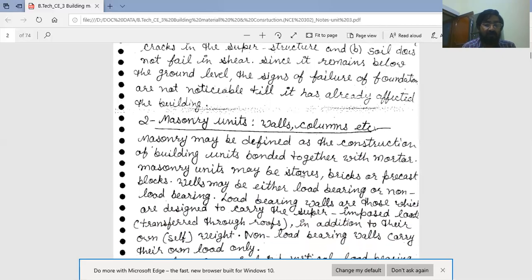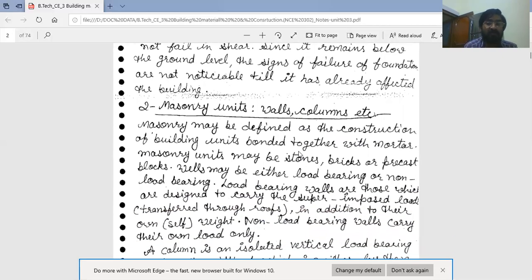Second component of the building is masonry units. Masonry, brick masonry or stone masonry. In this category, walls, columns, etc. Masonry may be defined as the construction of building units bonded together with mortar. Building units means brick, stone, concrete blocks, etc. Masonry units may be stone, bricks or precast blocks.